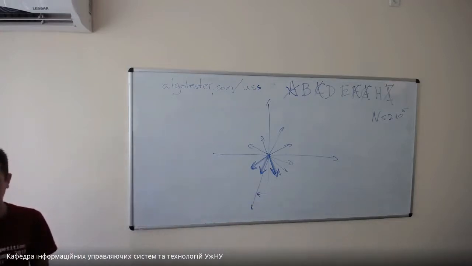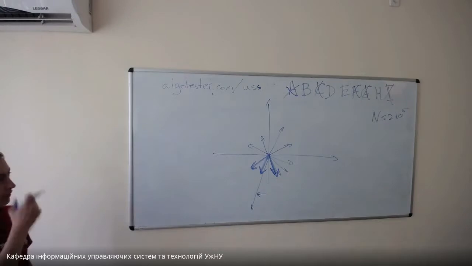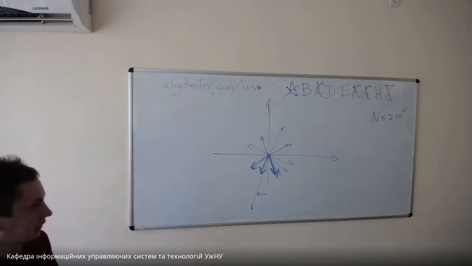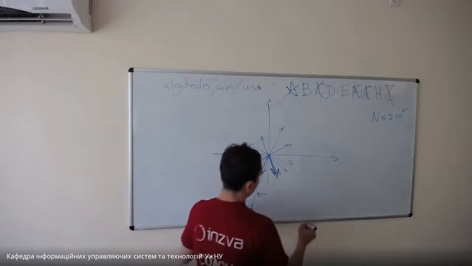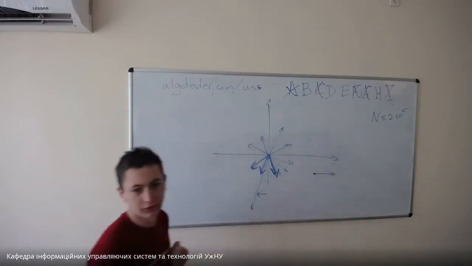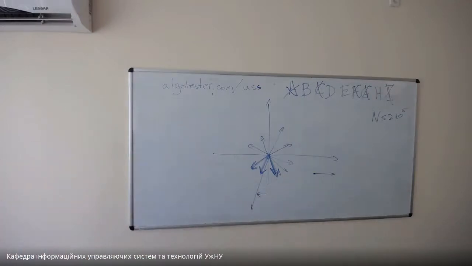Okay, so the solution for this problem is based on two statements. The first one is the following. We can take as many vectors as we want. We can take all of them. Also, we can take none of them if we want to. But I don't think we would want to take none of them.